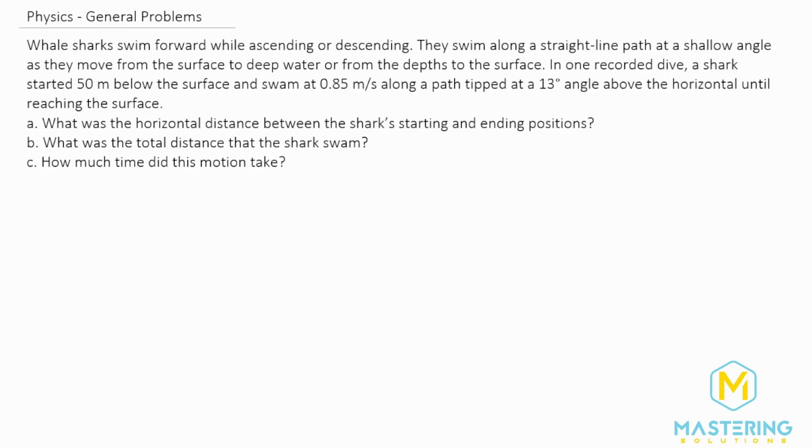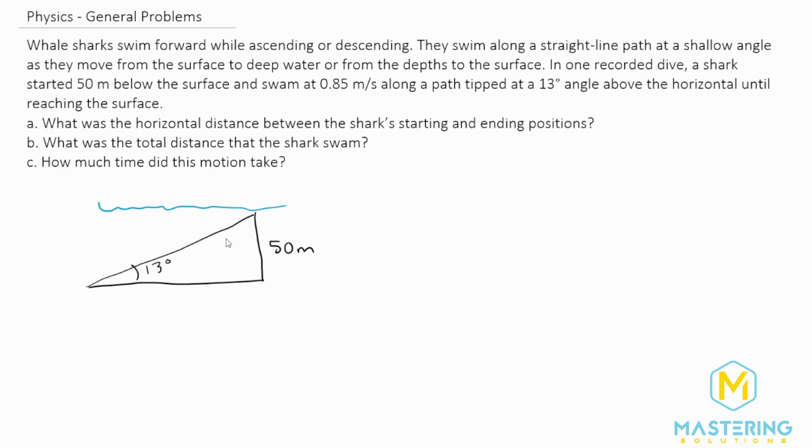Let's say we have the surface of the water right here. And then the shark started, they said, from 50 meters below. So this is 50 meters. And it swam at 0.85 meters per second at a path tipped at 13 degrees above the horizontal until reaching the surface. So 13 degrees above the horizontal until it reached the surface.